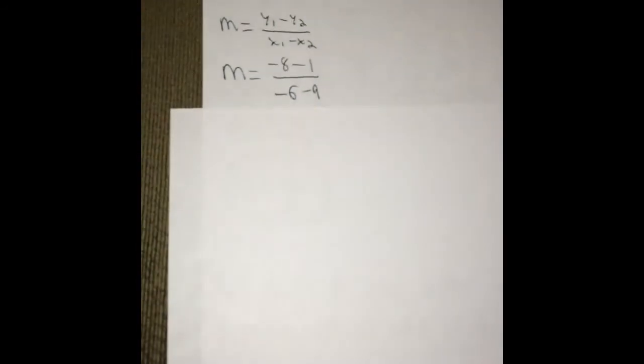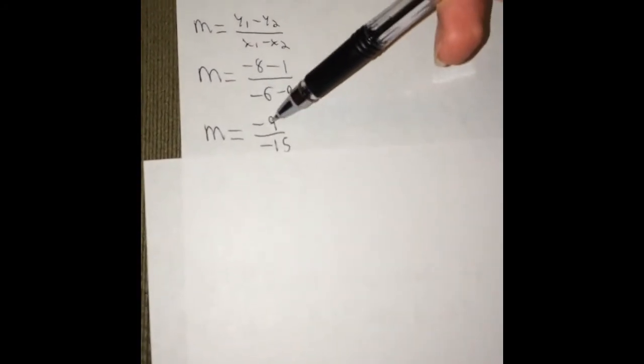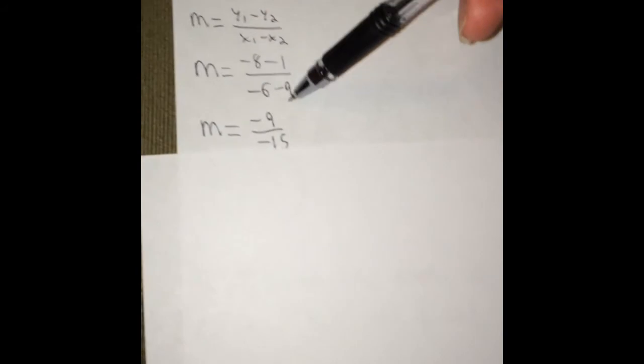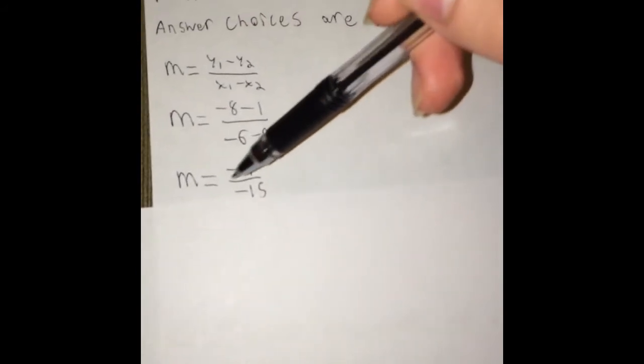So again, start off by writing the slope formula. And then for the y sub 1, you would plug in the negative 8. Y sub 2, you'd plug in the 1. X sub 1, you'd plug in the negative 6. And then x sub 2, you'd plug in the 9. And the next step would be doing negative 8 minus 1 for negative 9, and then negative 6 minus 9, which would give you negative 15. And then you can simplify this and get rid of the negatives, which would leave you with a slope of m equals 3 over 5.